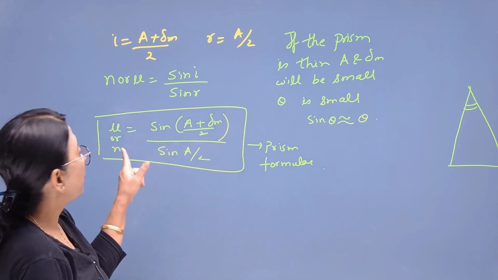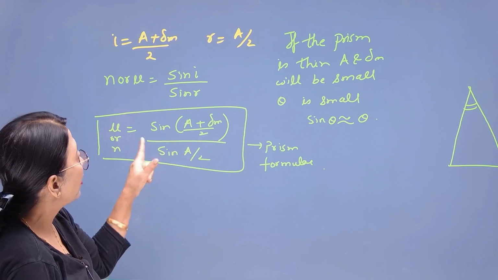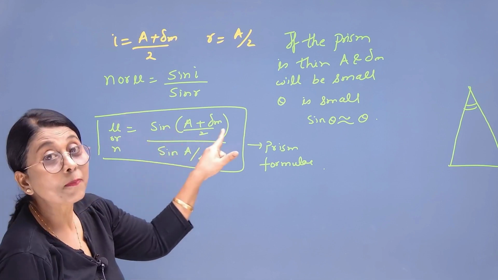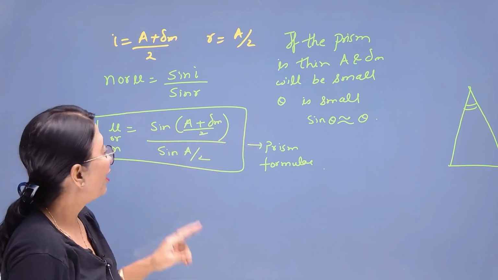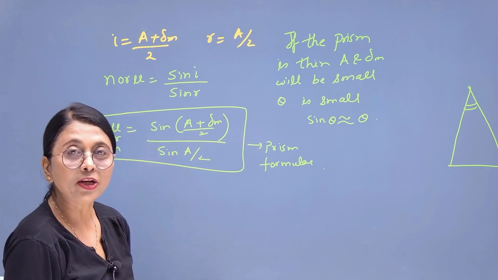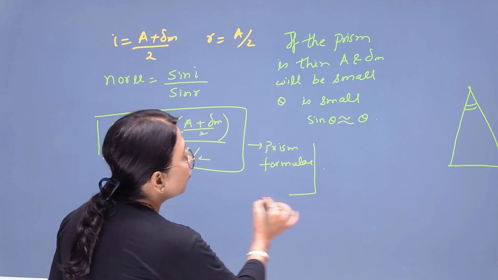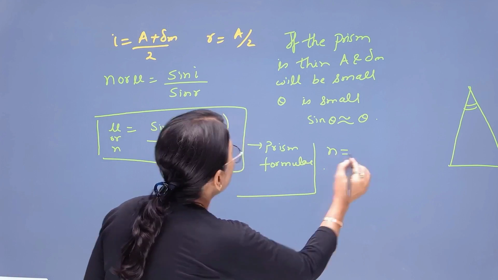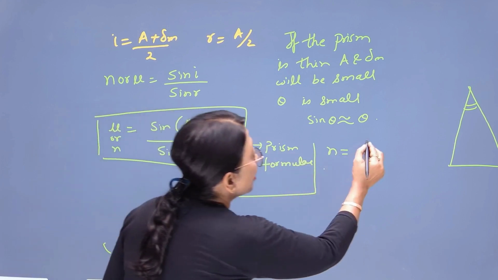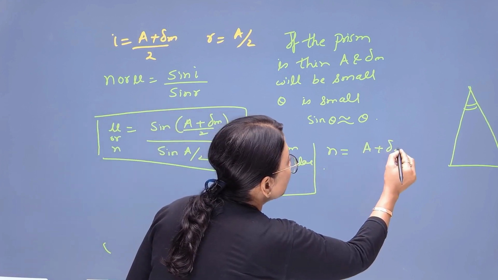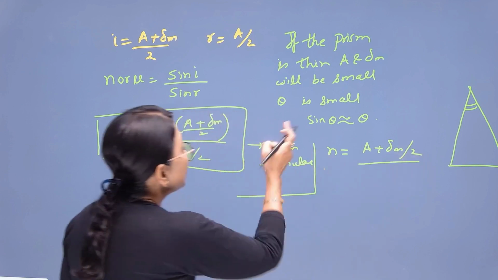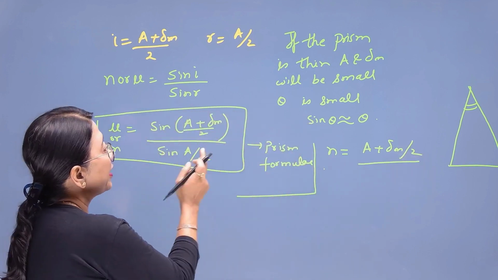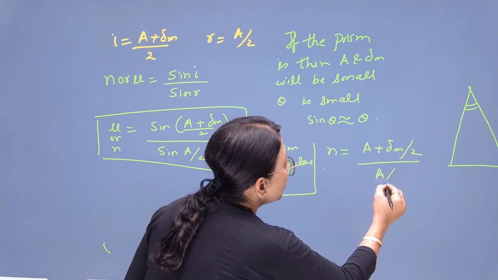तो इसको यहाँ apply करते हैं. We apply here. So if we apply here, इसकी जगह क्या लिखोगे? A plus del m by 2, simply sin हटा दोगे और यहाँ पे साइन हटा दोगे तो a/2 होगा. So we get a formula for refractive index. n is equal to, or mu is equal to, a plus del m by 2. साइन थीटा की जगह डायरेक्टली क्या रख दिया, थीटा, और साइन a/2 की जगह a/2.